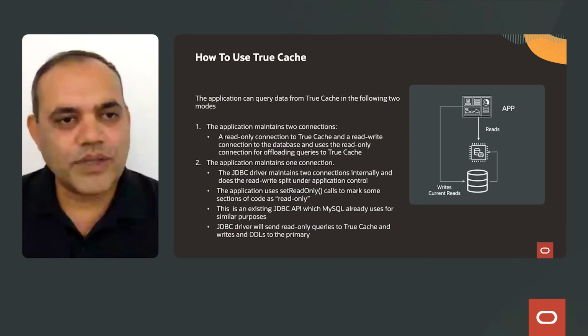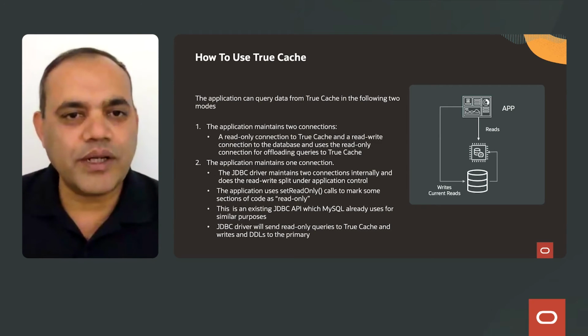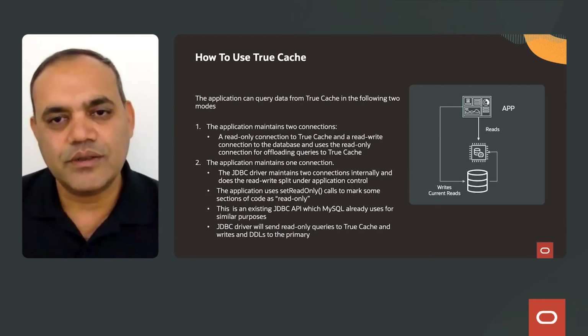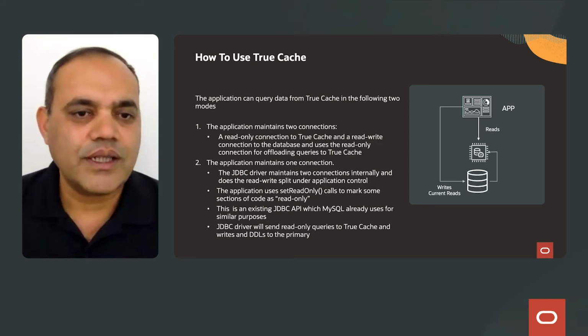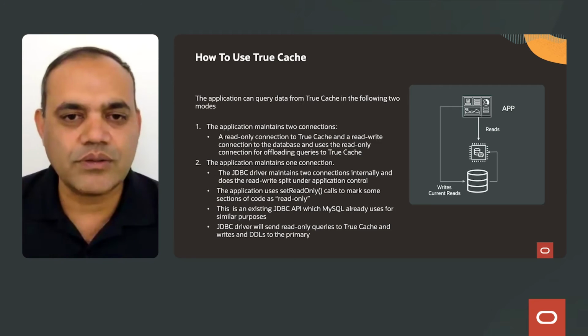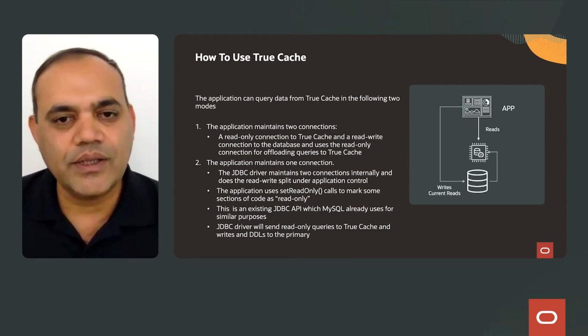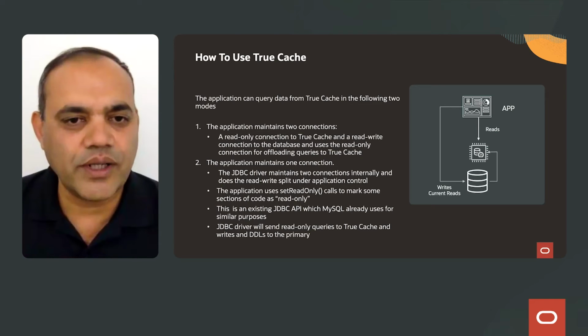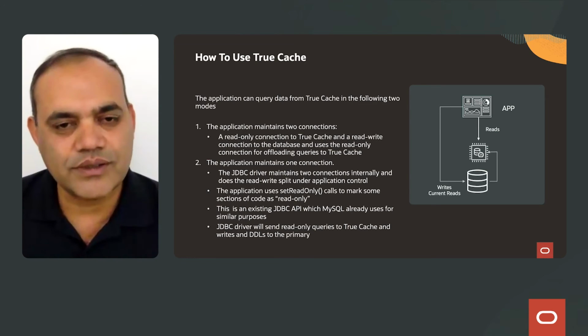Let's see how to use the true cache. The application can query data from true cache in two ways. First, the application can maintain two separate connections, a read-only connection to true cache and a read-write connection to the database, and use the read-only connection for offloading read queries to the true cache.